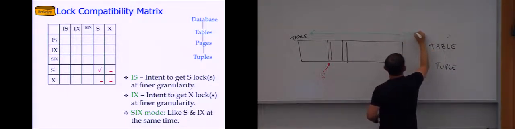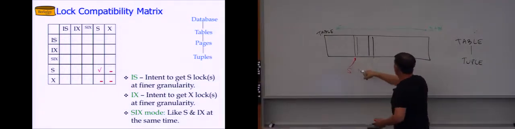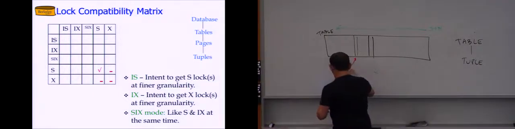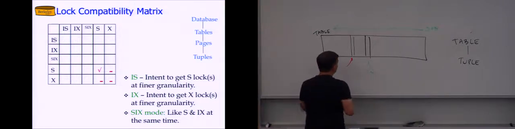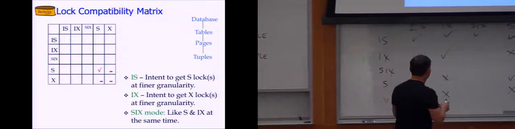S plus IX. So it's going to read everything and it's going to write something. And you want to write something. Well, you can't because he's reading everything, right? So this is no go.